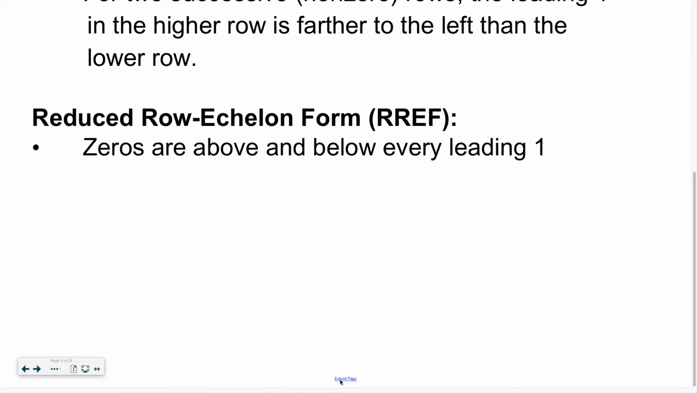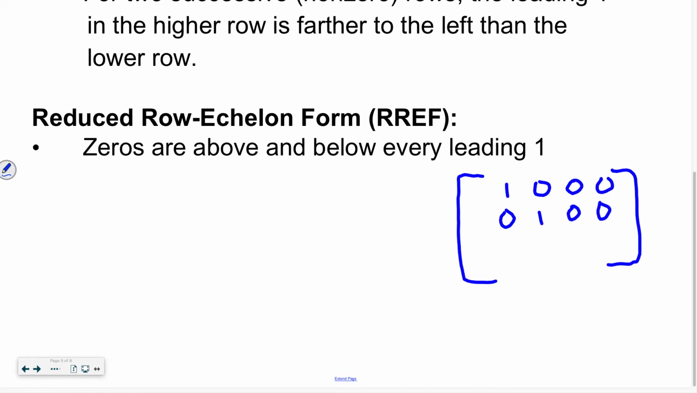So I'll draw an example of that. That would be a reduced row echelon form. Each row has only one 1. Before and after the 1 are only zeros. And my 1s are moving over at least 1 to the right as I go down the matrix.